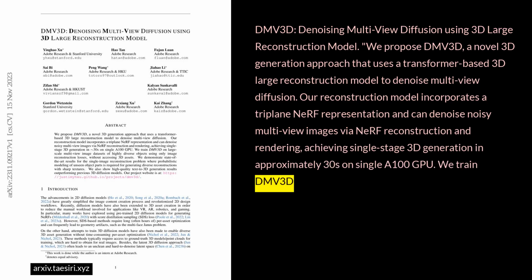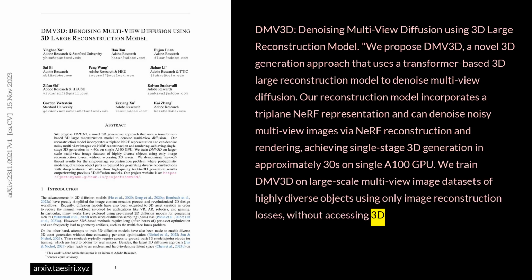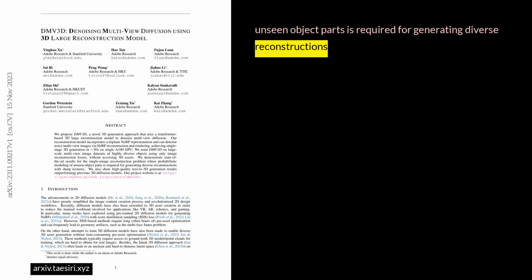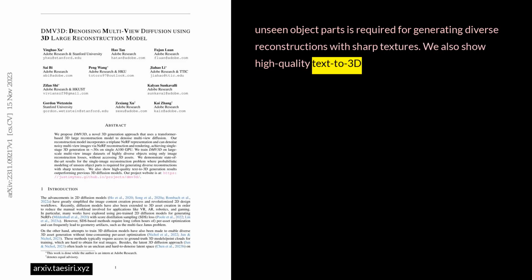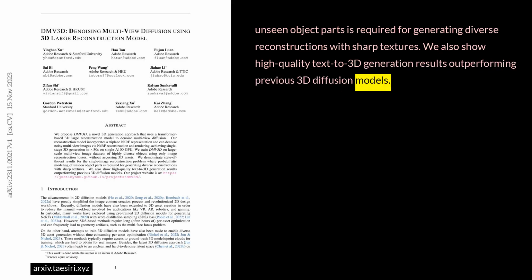We train DMV3D on large-scale multi-view image datasets of highly diverse objects using only image reconstruction losses, without accessing 3D assets. We demonstrate state-of-the-art results for the single-image reconstruction problem, where probabilistic modeling of unseen object parts is required for generating diverse reconstructions with sharp textures. We also show high-quality text-to-3D generation results, outperforming previous 3D diffusion models.